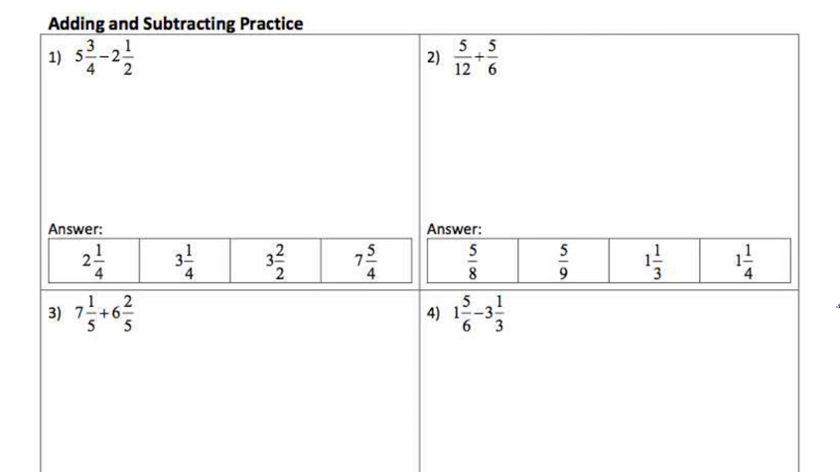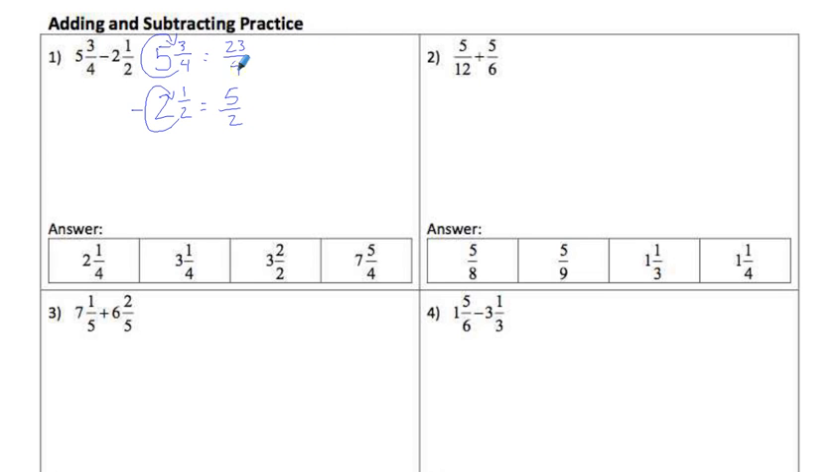So if we look at number 1, it's a subtraction problem. Add, subtract, stack, and rack. So we're going to stack them and rack them up. So 5 3/4 minus 2 1/2. These are mixed numbers, so we need to make them improper. 4 times 5 is 20, plus 3 gives me 23 over 4. 2 times 2 is 4, plus 1 gives me 5 over 2.